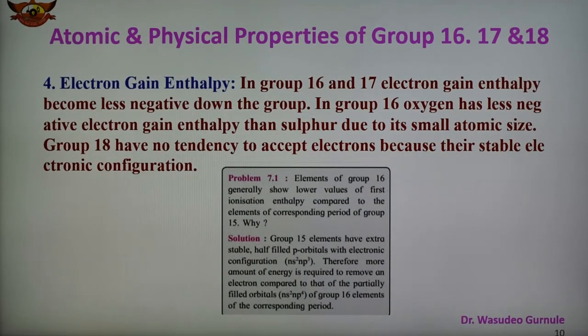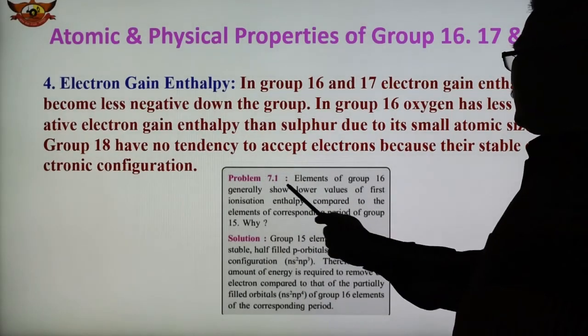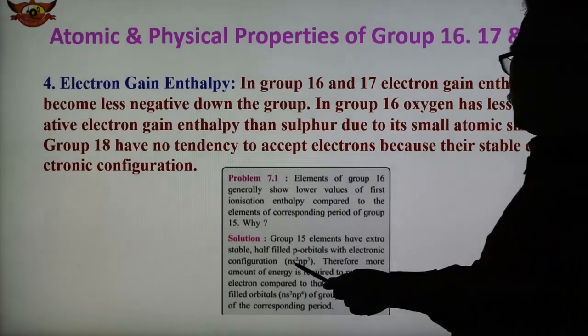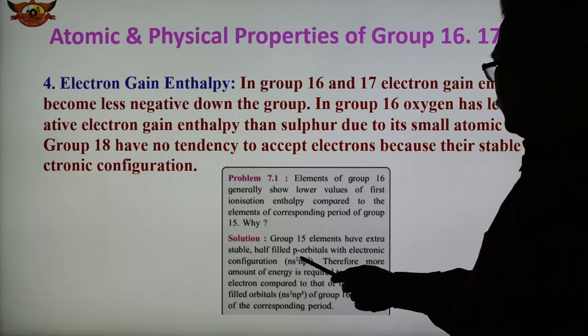Based on all this, why do elements of group 16 generally show lower values of first ionization enthalpy as compared to the elements of the corresponding group 15? As we have discussed already, in group 15, elements have an extra stable, half-filled p orbital, and half-filled orbitals are more stable. In group 15, the electronic configuration is ns2 np3.